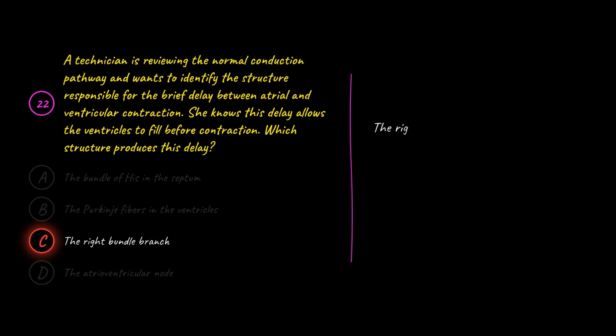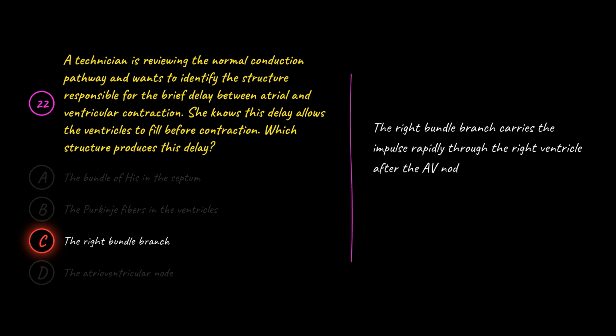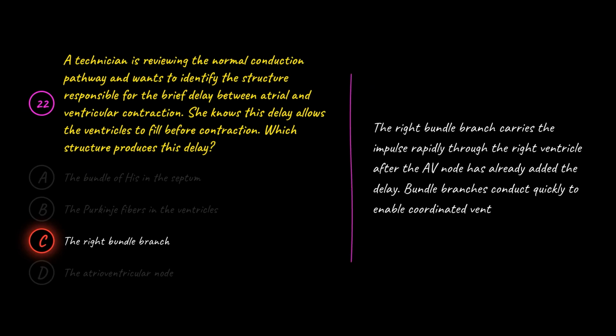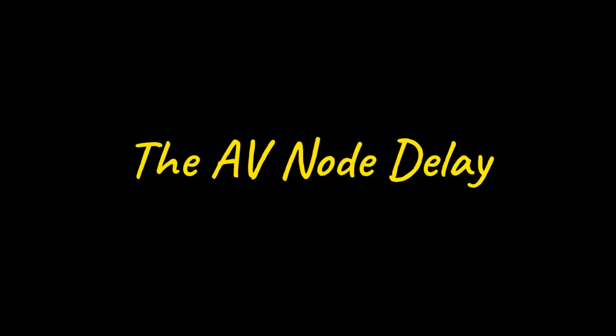C is wrong because the right bundle branch carries the impulse rapidly through the right ventricle after the AV node has already added the delay. Bundle branches conduct quickly to enable coordinated ventricular contraction. The atrioventricular node sits at the junction between the atria and ventricles, and its defining job is to slow the electrical impulse before passing it on.